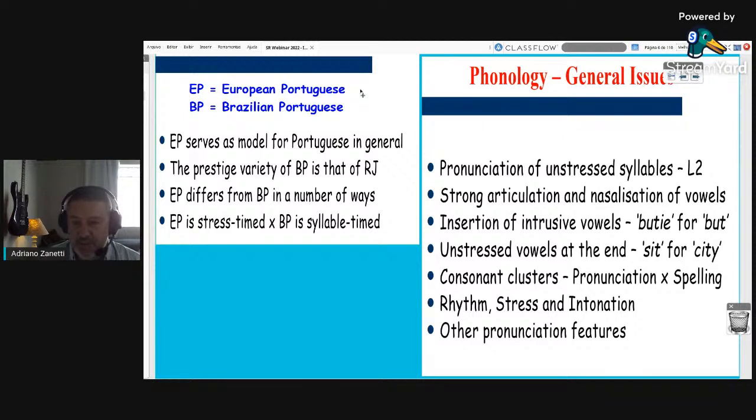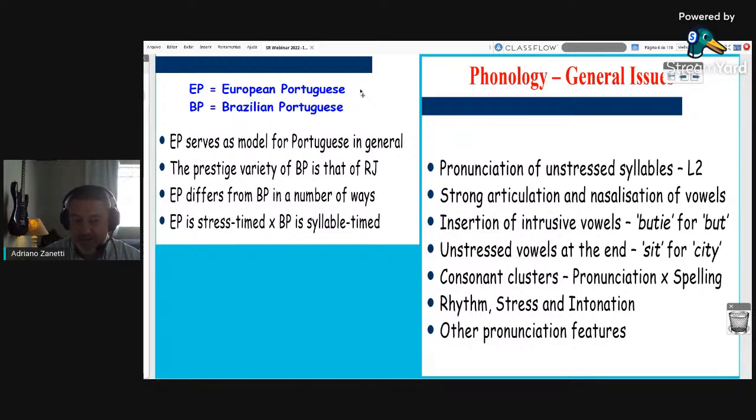European Portuguese is in many ways similar to English. It's stress timed, whereas Brazilian Portuguese is syllable timed. So this is a huge difference when we compare the two Portugueses. One sentence in our Portuguese, said in European Portuguese, is going to be a bit difficult for them to understand, and vice versa.